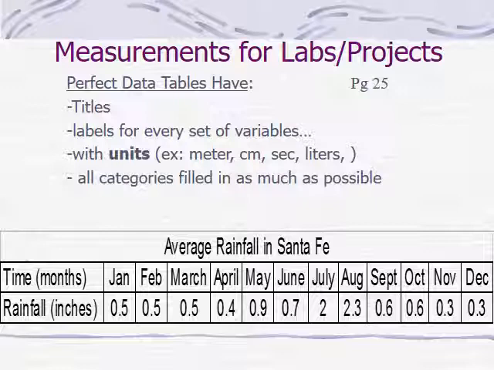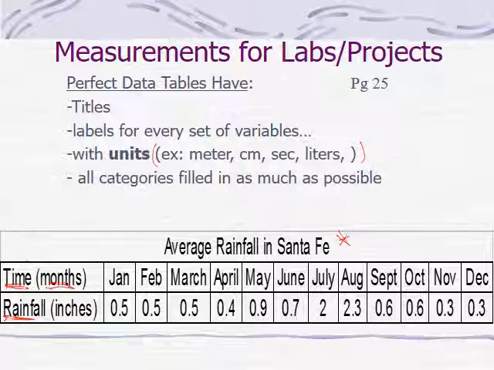Now, perfect data tables have lots of different components. First of all, they have to have a title that's appropriate. So you can see the title on this graph down here. It's average rainfall in Santa Fe. Labels for every set of variables. Our labels in this case are time and rainfall. And then within each of those labels, there should be units of some form. The units for time is months. Again, units are usually in parentheses. That's why I have put them in parentheses up here.